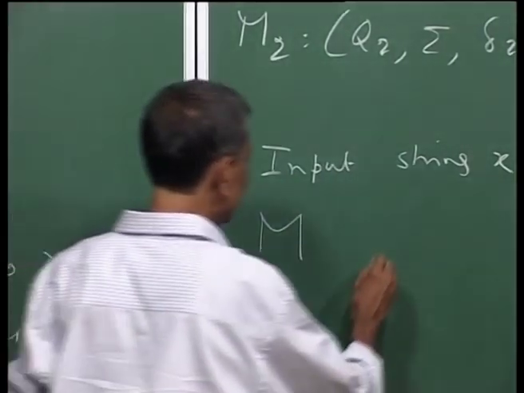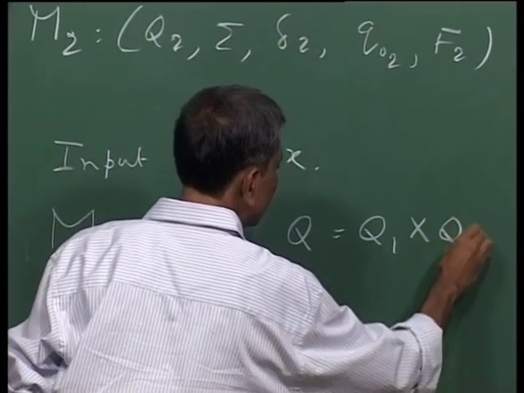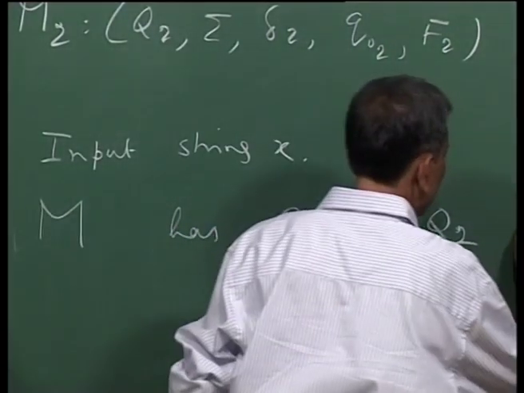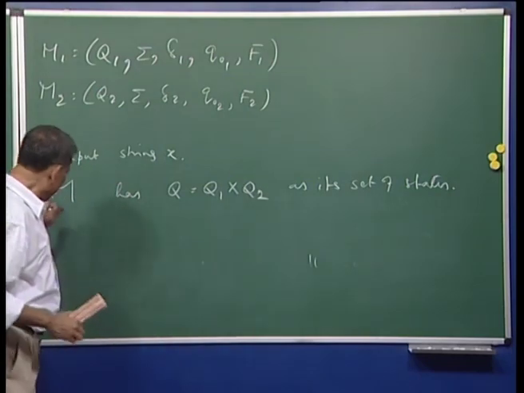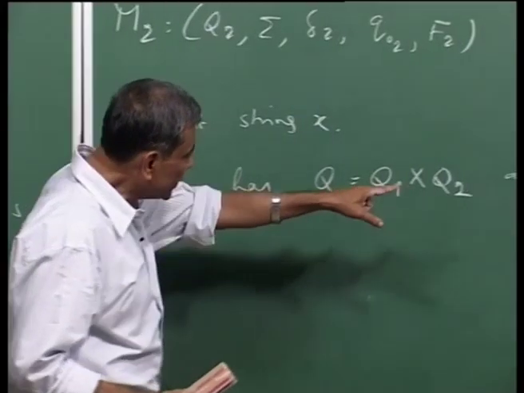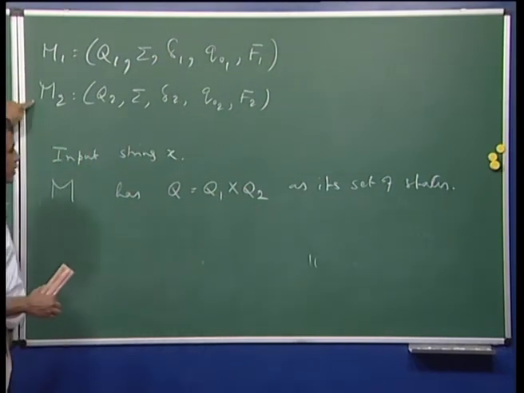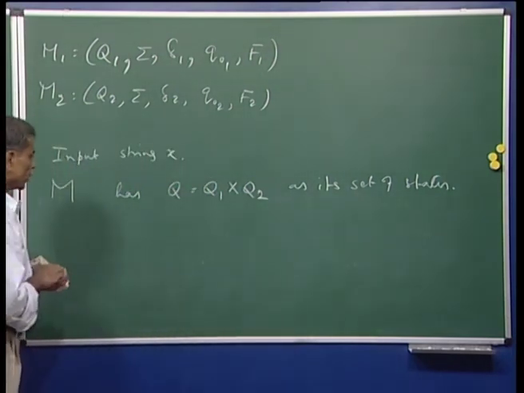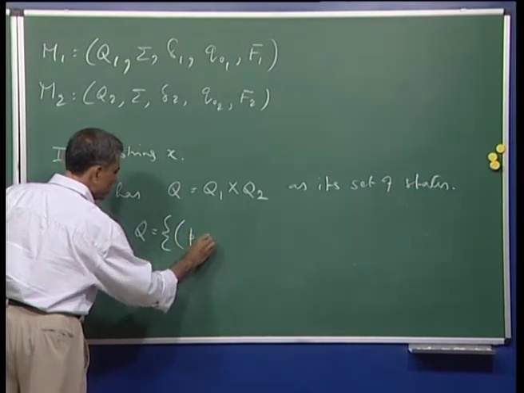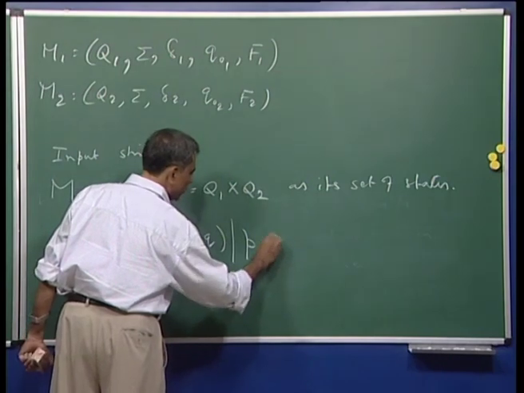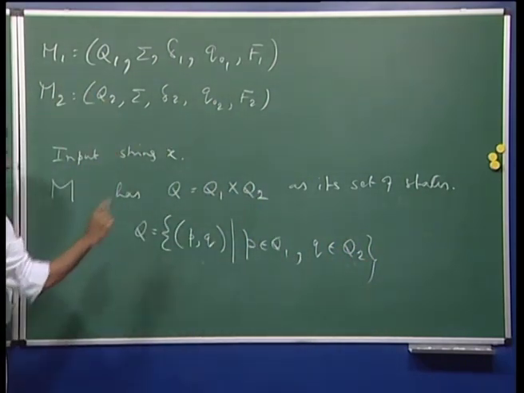Imagine a DFA M which has its set of states Q as the cross product of the two sets of states of the two old machines, M1 and M2. Another way of saying what Q is: the pairs PQ such that P is an element of Q1 and Q is an element of Q2. Remember that Q1 is the set of states of M1, and Q2 is the set of states of M2.